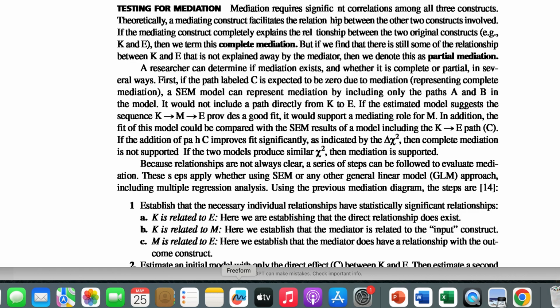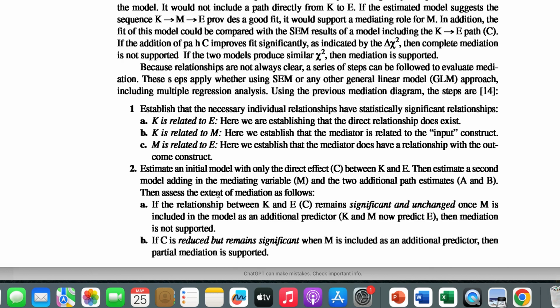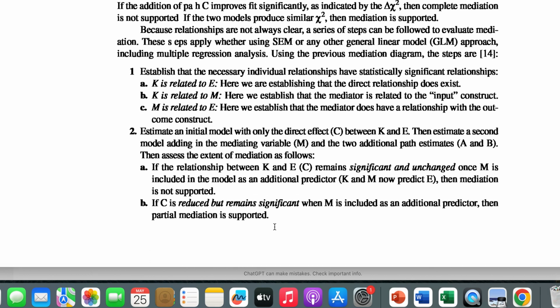The steps are: number one, establish that the necessary individual relationships have a statistically significant relationship. A, K is related to E. Here we are establishing that the direct relationship does exist. K is related to M. Here we establish that the mediator is related to the input construct. M is related to E. Here we establish that the mediator does have a relationship with the outcome construct.